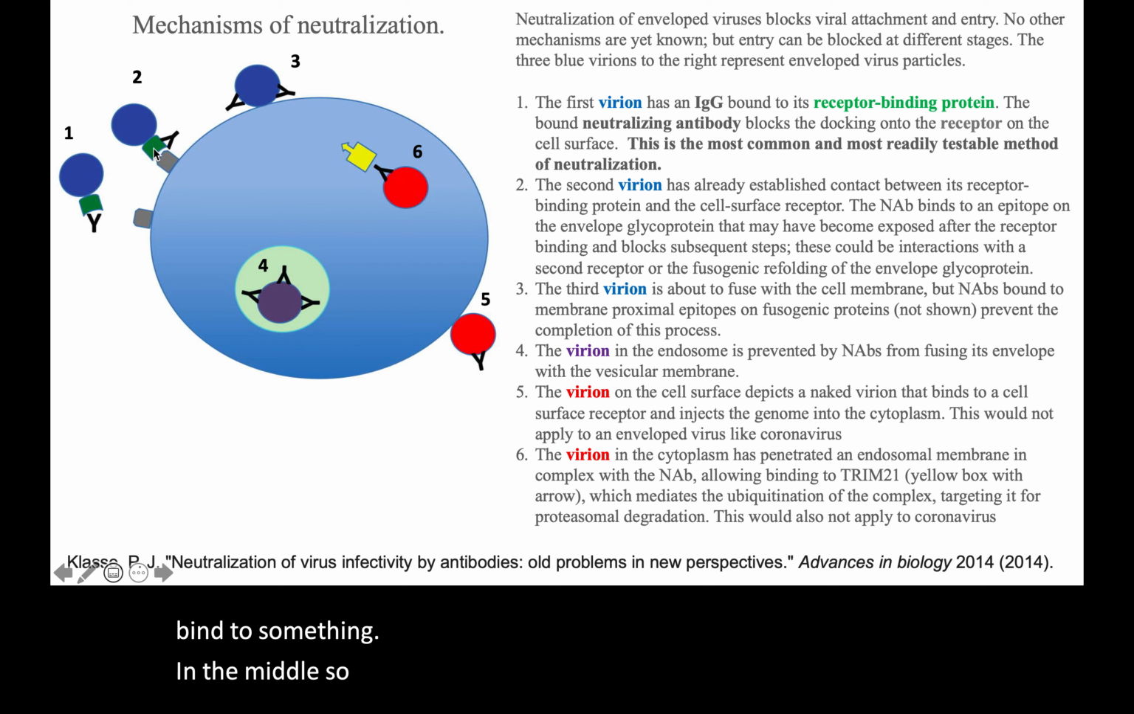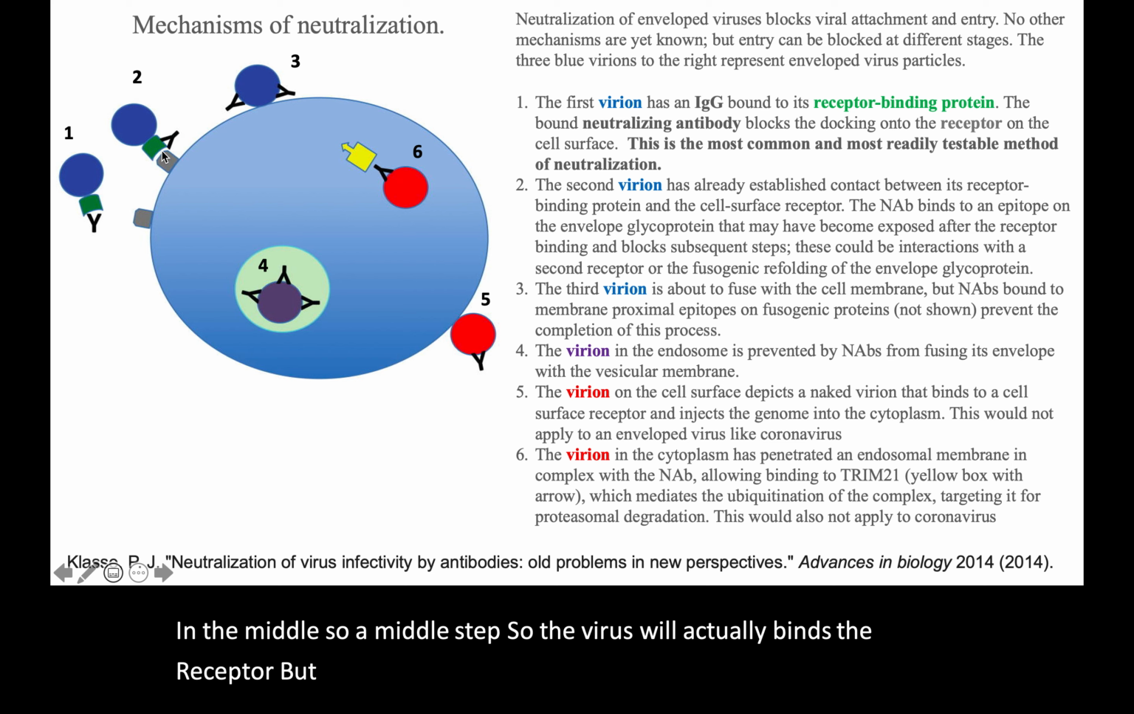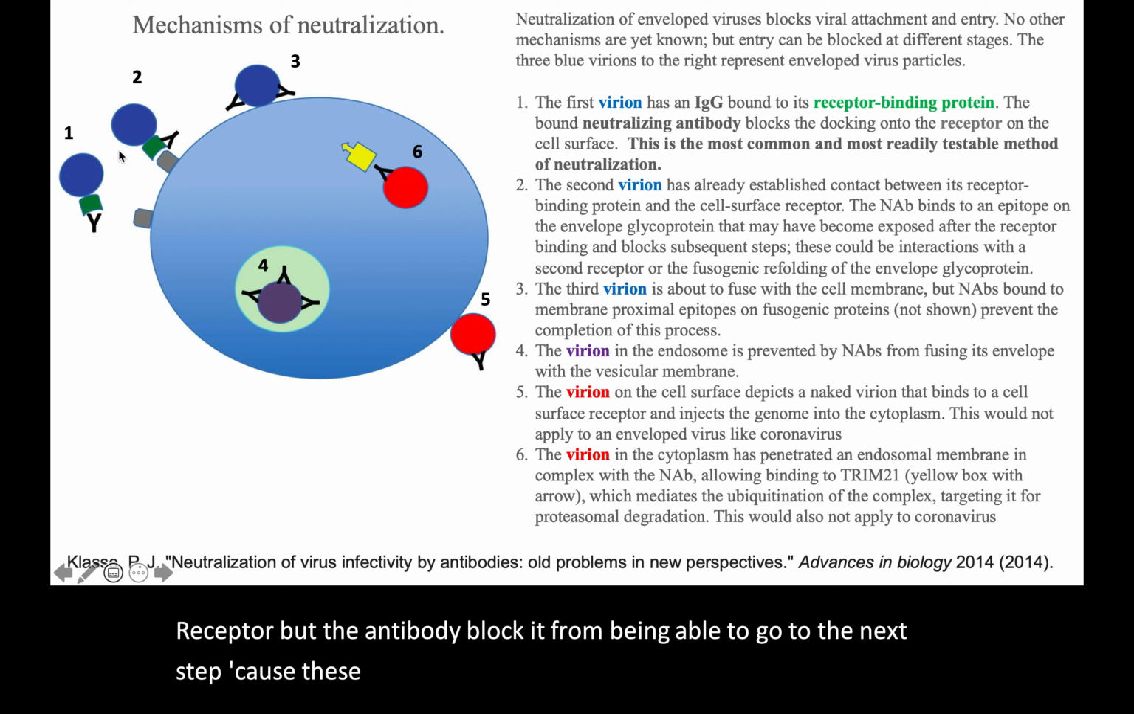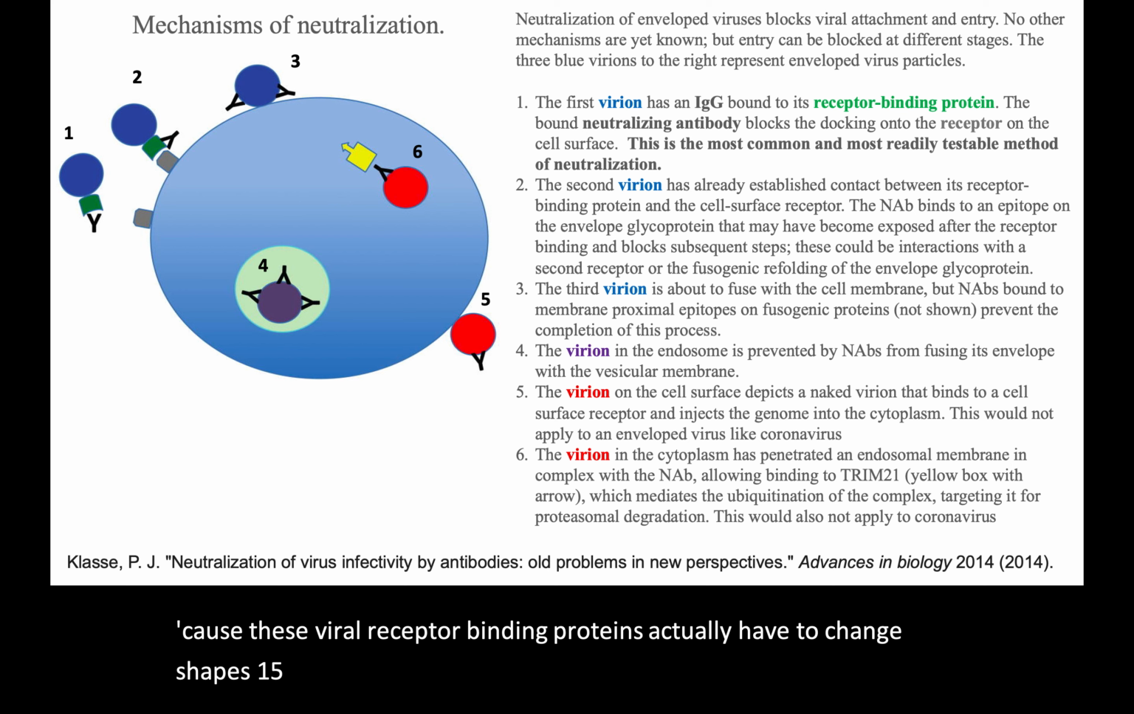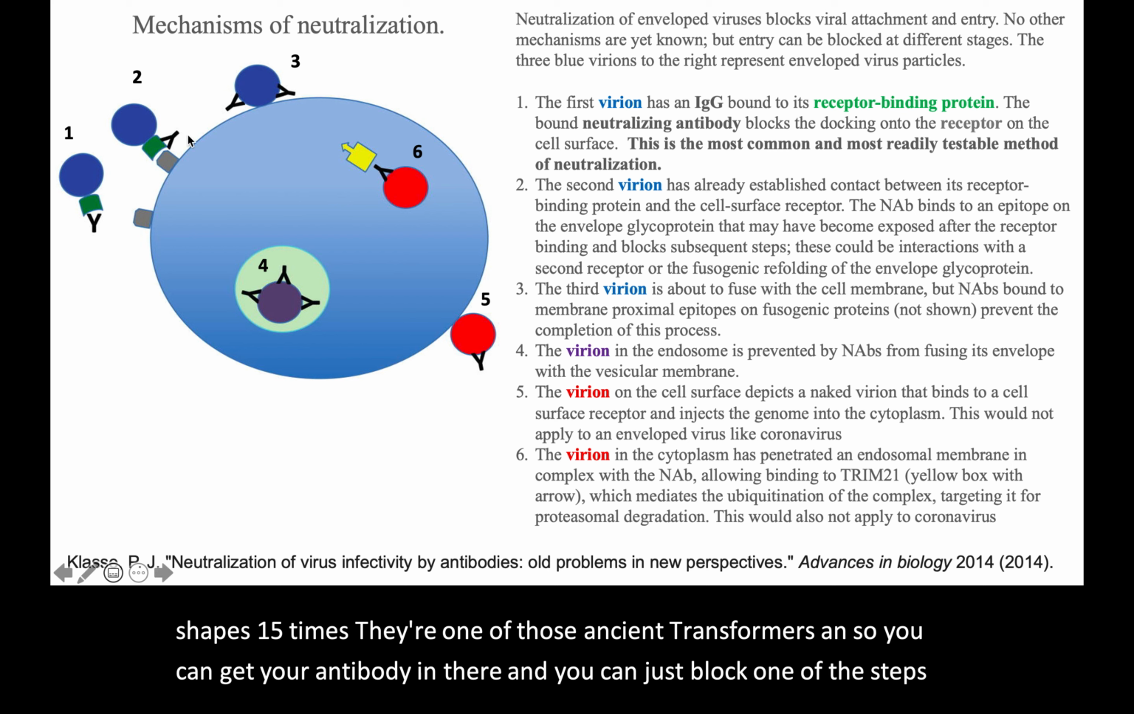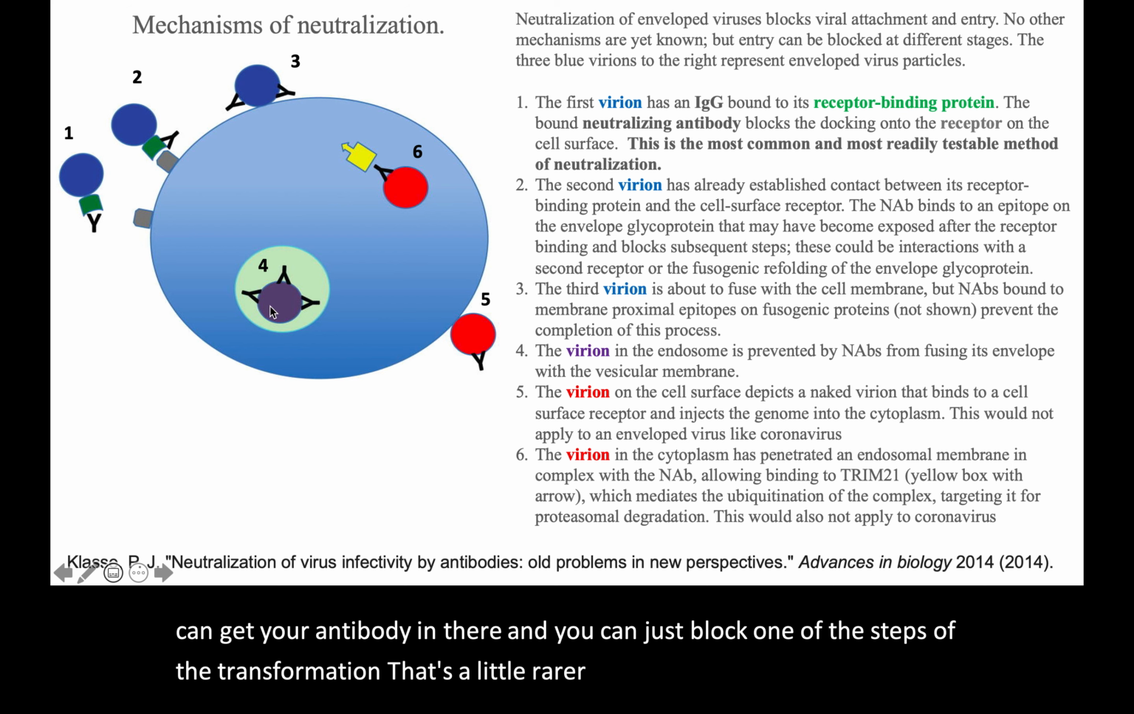Number 2 is that the antibody can actually bind to something in the middle, like a middle step. So the virus will actually bind to the receptor, but the antibody will block it from being able to go to the next step, because these viral receptor binding proteins actually have to change shapes like 15 times. They're like one of those ancient transformers. And so you can get your antibody in there and block one of the steps of the transformation. That's a little rarer, but it does happen.